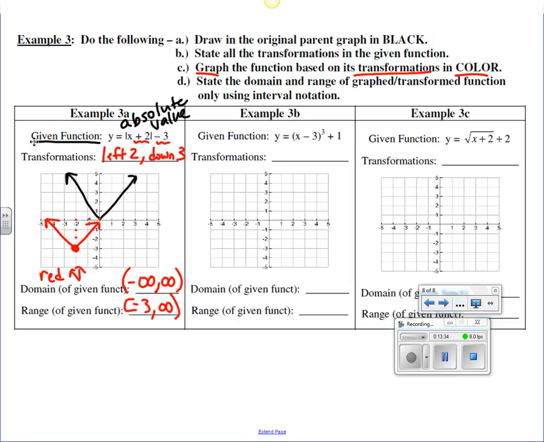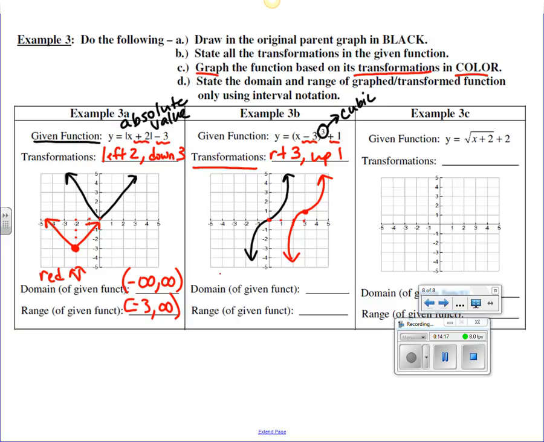Okay, this next one, since it has a 3 on the outside, it's cube. It's the cubic function. So if you look up at the top of your paper, that one looks like this. You're going to do that in black or in pencil. All right, now let's talk about the transformations. What do these numbers do? So minus 3 is inside, so that moves it right 3. And plus 1 is on the outside, so it moves it up 1. So start at 0, 0 and go right 3 and up 1, and then draw your new curve through that.